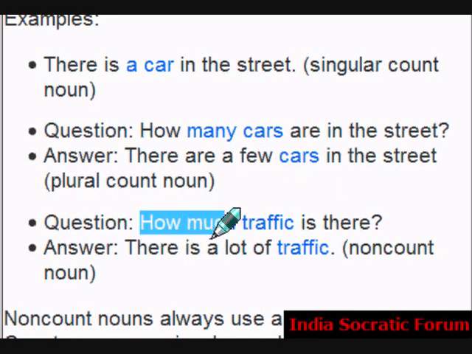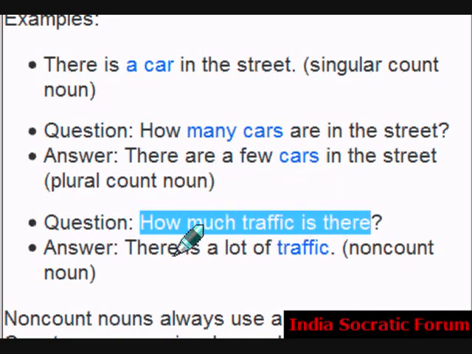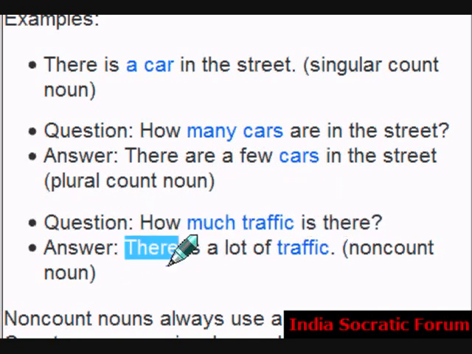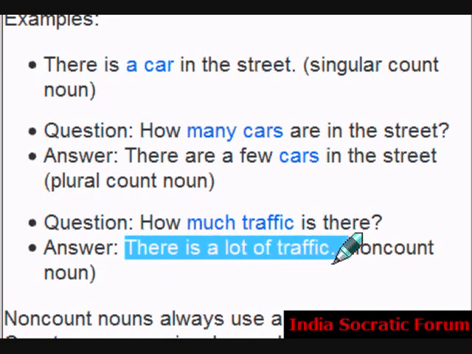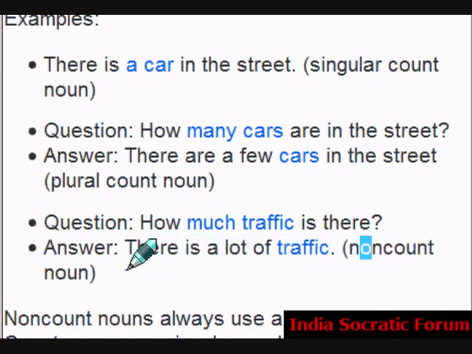Question. How much traffic is there? There is a lot of traffic. Non-count noun. So we use much here. For much we use a lot of. Okay. For many we use few.